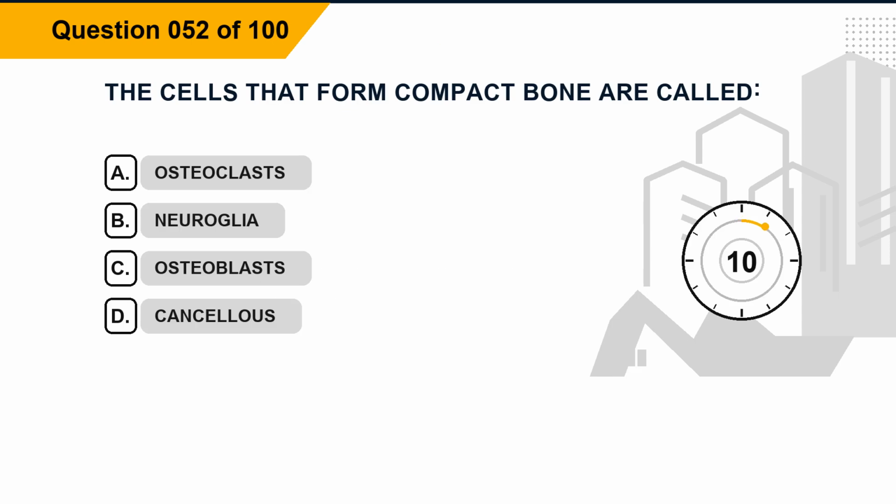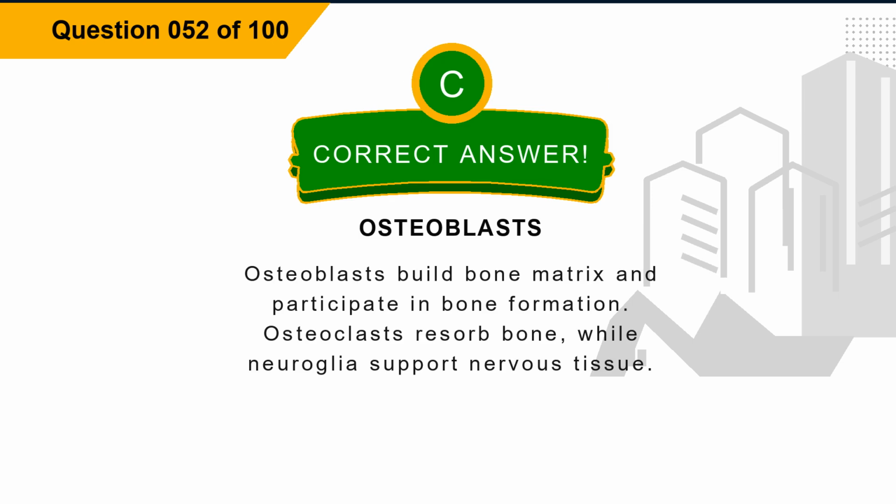Question 52. The cells that form compact bone are called. Option A, osteoclasts. Option B, neuroglia. Option C, osteoblasts. Option D, cancellous. The correct answer is option C, osteoblasts. Explanation. Osteoblasts build bone matrix and participate in bone formation. Osteoclasts resorb bone, while neuroglia support nervous tissue.